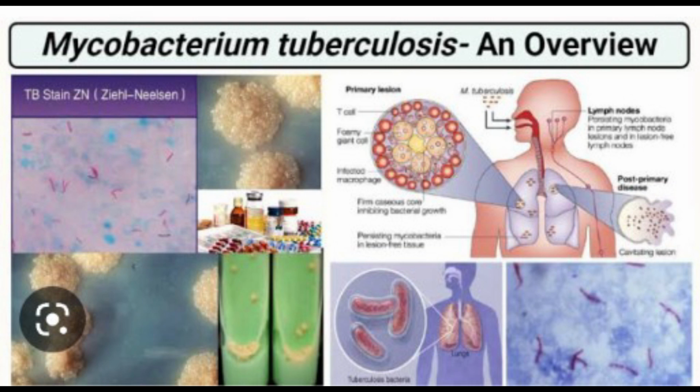The mycobacterial growth indicator tube is a rapid method for detection of Mycobacterium tuberculosis. It is a non-radiometric, fluorescent-based method. The BACTEC alert 3D system is a non-radiometric, rapid and fully automated method for culture.